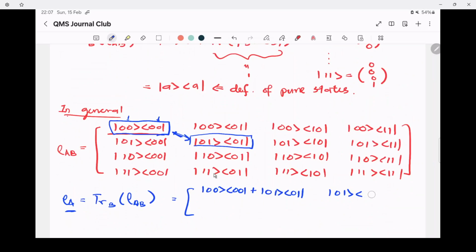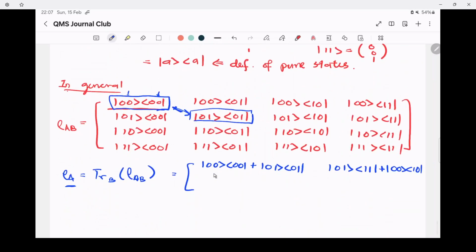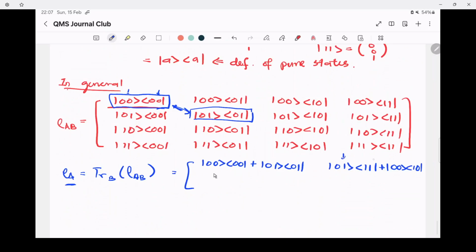Wait, sorry. 0 1 1 1 plus 0 0 1 0. The reason why these two are being selected is because the second term is the same, and the first one has to be the ket 0 outer product with the bra 1. Then the third one should be 1 0 0 0, 1 1 0 1. So again, look at the second term, they are the same.